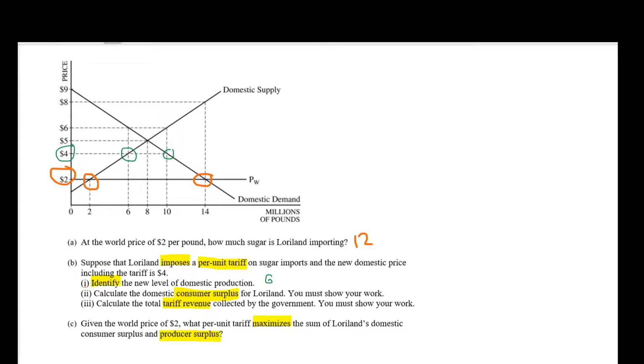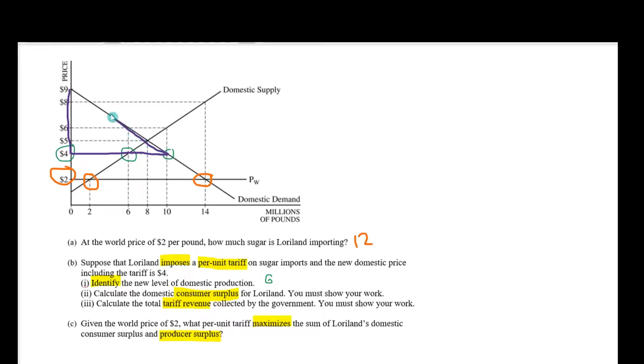So now let's determine B2, which is calculate the domestic consumer surplus for Loriland, this imaginary country. Show your work. So you have to show the calculation. So first let's look at the graph and determine where it is. Okay, this is part of question B. So we know the tariff price is going to be $4. So it's going to be this triangle area here. I'm going to draw it in purple.